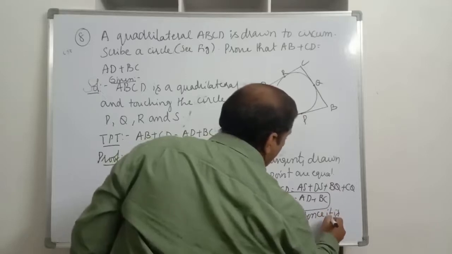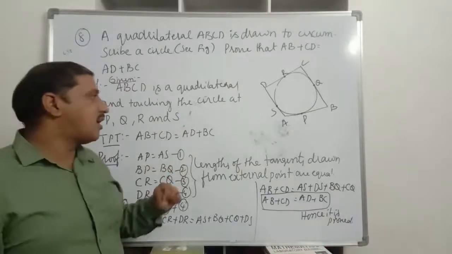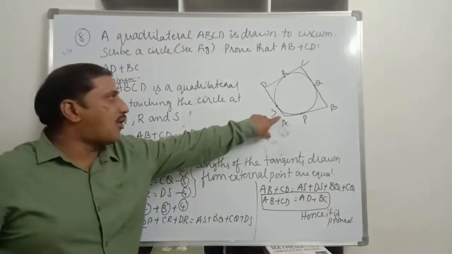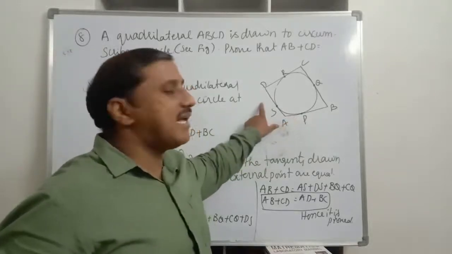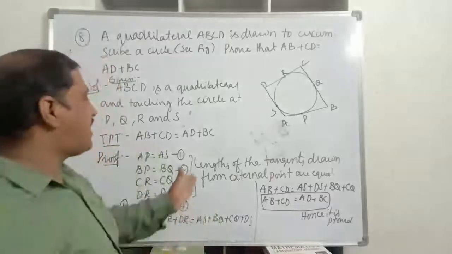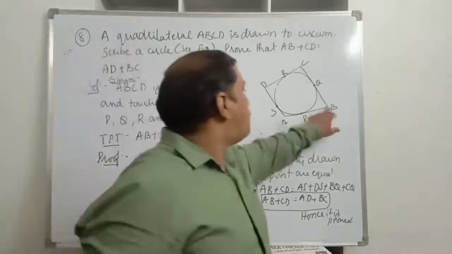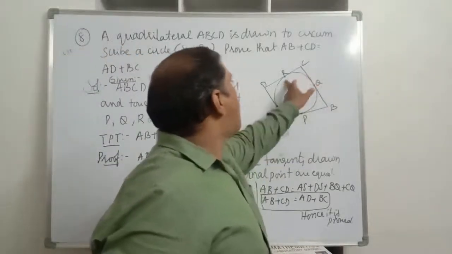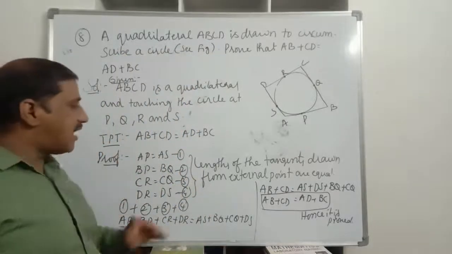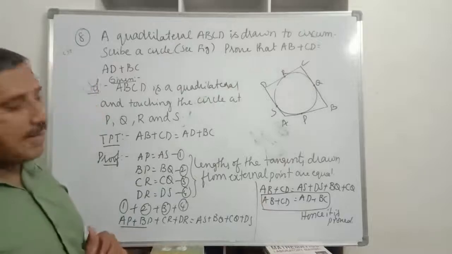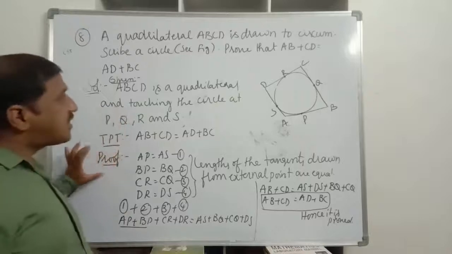So it is a simple problem. We use theorem 10.2 to prove this. Here point A is the external point to this circle. From this point A, two tangents AP and AS are drawn. Their lengths are equal. That is, the lengths of the tangents drawn from an external point are equal. Similarly, BP and BQ, CQ and CR, DR and DS are equal. We get four equations. By adding these four equations, we reach our result, AB plus CD is equal to AD plus BC. So this is the way to prove this.